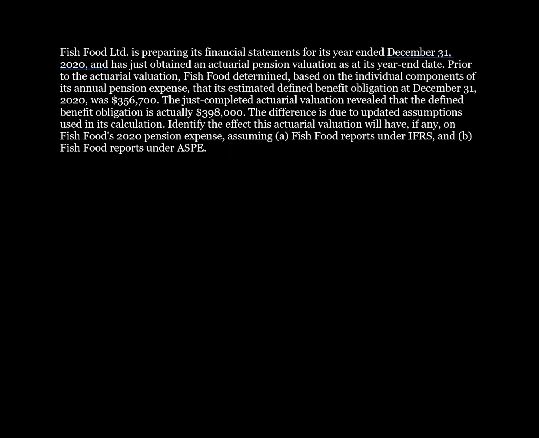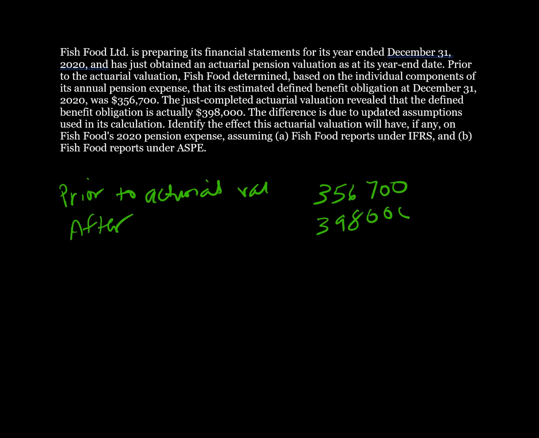Okay, so what we have here is an actuarial valuation. Prior to the actuarial valuation, the defined benefit obligation was $356,700, and after the actuarial valuation, it was $398,000. So the increase in the DBO, defined benefit obligation, is $41,300. So how is this amount going to be reported under IFRS?